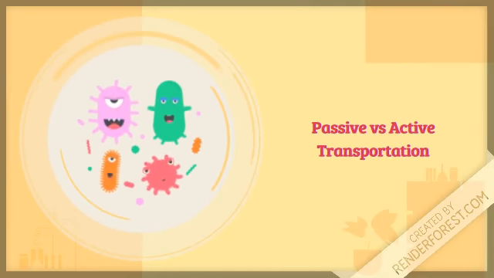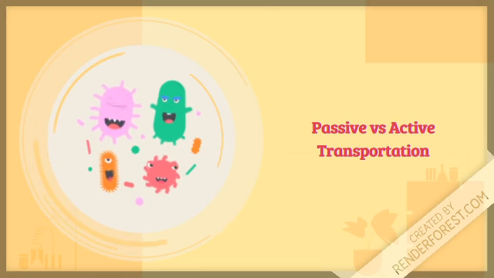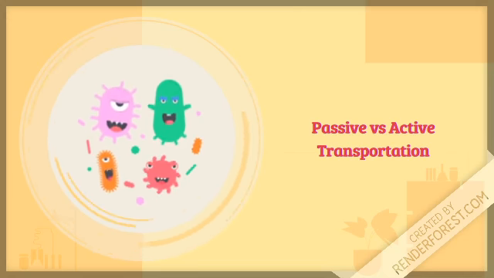Cell transportation is the movement of a material across a cell membrane. Cell transportation can occur in one of two ways. The first way is passive transportation and the second is active transportation.